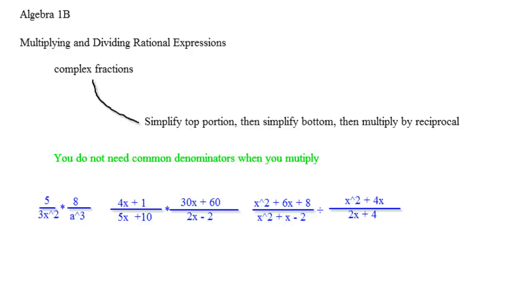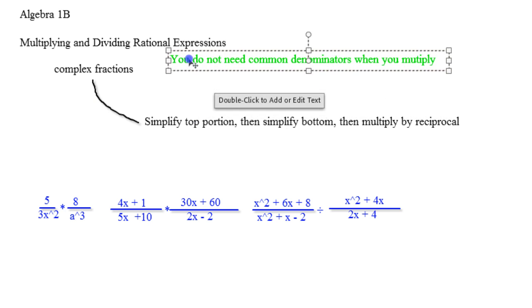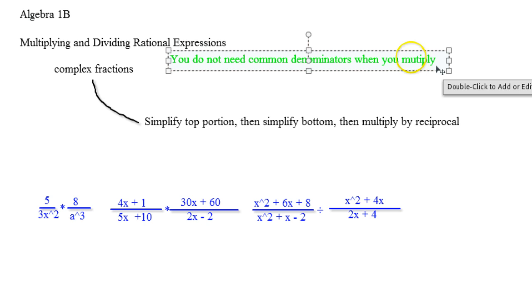Today we'll be talking about multiplying and dividing rational expressions, and we'll talk about complex fractions a little bit. One important fact that you need to know, the difference between the two, is you do not need common denominators when you multiply or divide. It's just as simple as that.